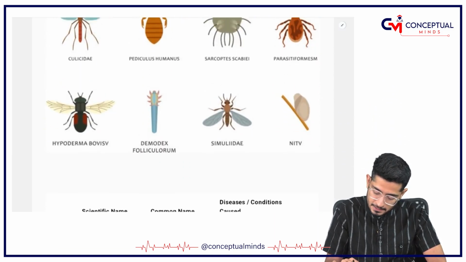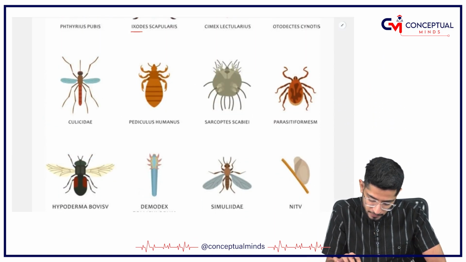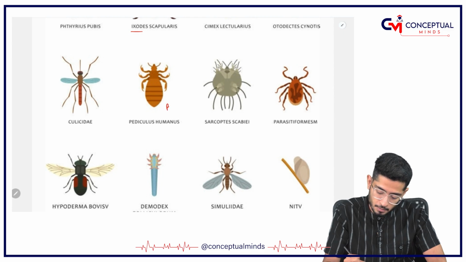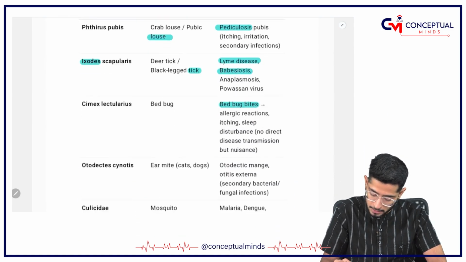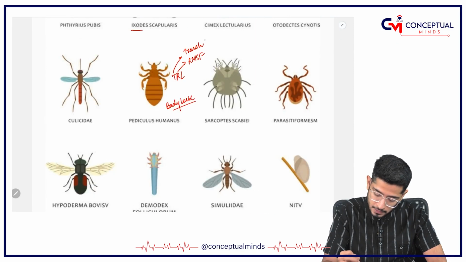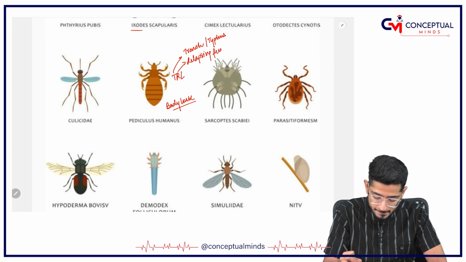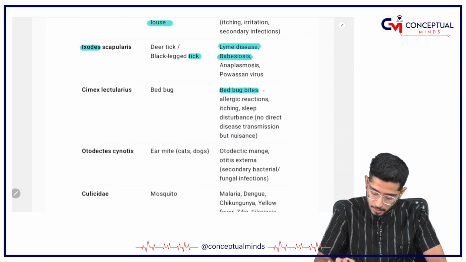So TRL is the mnemonic, right? This is the body louse, responsible for causing the TRL. So T for trench fever, R for RMSF and L for body louse. You got it. T for trench, you can also say typhus, and R is for relapsing fever, and then L is for body louse.